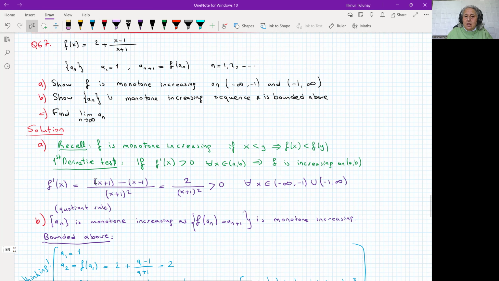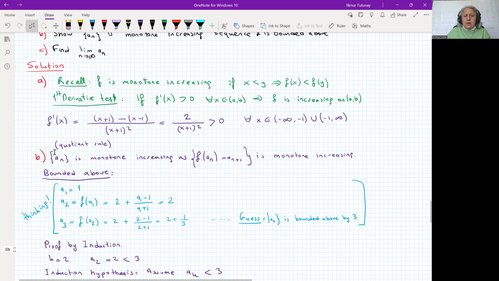Now in the numerator, we have x and minus x that cancel out. We have plus 1 and plus 1, that's 2. So the denominator is always a square, always a positive number, and 2 is a positive number. All of them are positive. So it is true for any real number that f is monotone increasing, a constantly increasing function. This was the first part.